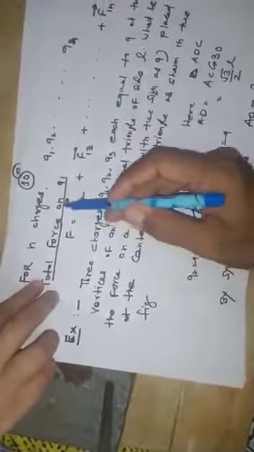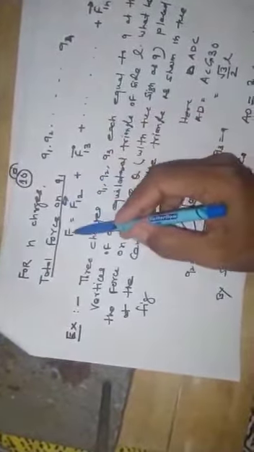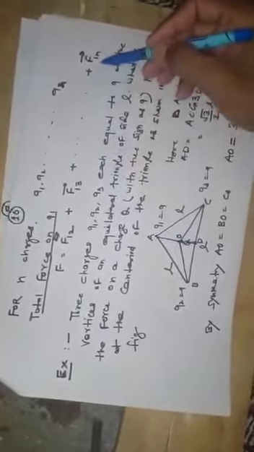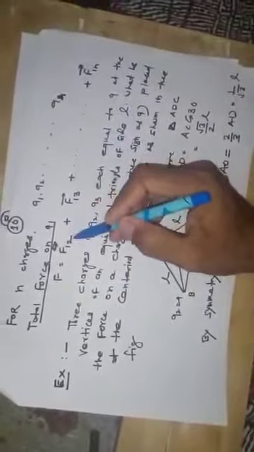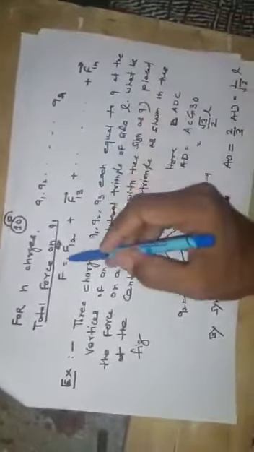For n charges Q1, Q2 up to Qn, the total force on Q1 is equal to F12 plus F13, and similarly F1n. So the total force on charge 1 is obtained by adding vectorially.